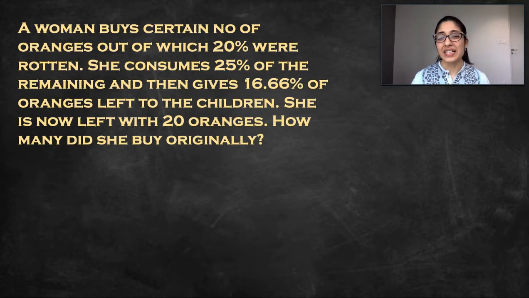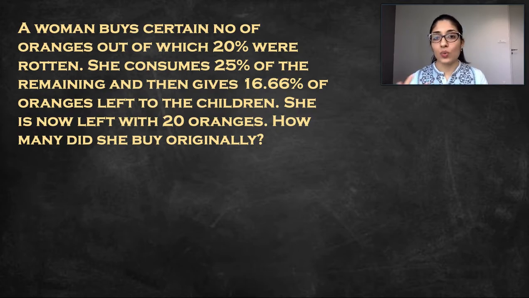Let's look into one more question of application. A person buys a certain number of oranges out of which 20% were rotten. She consumes 25% of the remaining. Now this word, of the remaining, is very important. And then she gives 16.66% of oranges left to the children. She is now left with 20 oranges. So how many did she buy originally?